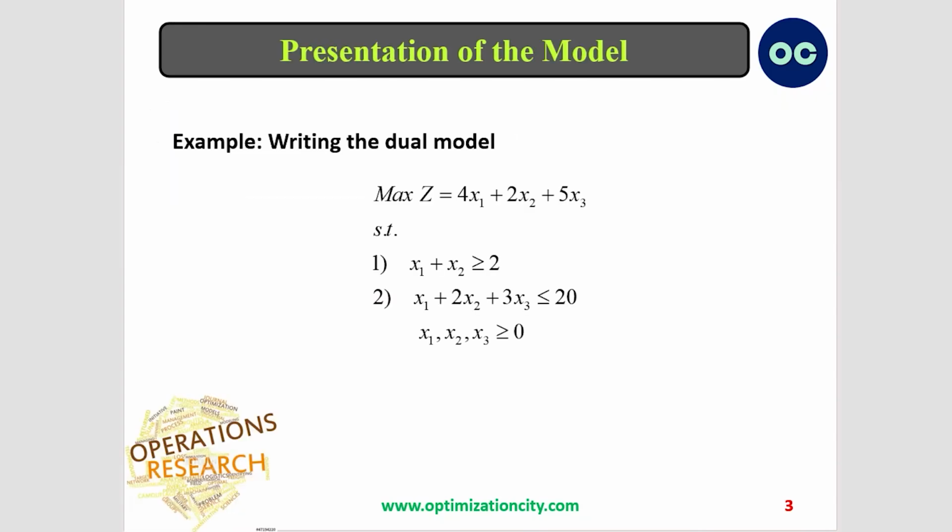Let's examine the linear programming model that we will be working with. This model consists of three variables, x1, x2, and x3, and two constraints, constraint number 1 and constraint number 2. One constraint is greater than or equal and one constraint is less than or equal, and all variables are non-negative. Understanding this model is essential before we begin constructing the dual formulation.